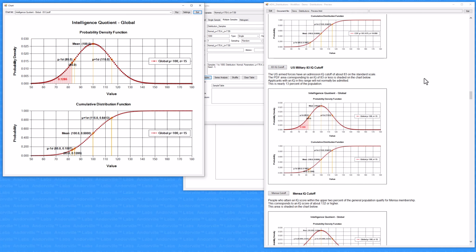The US Armed Forces have an admission IQ cutoff of about 83 on the standard scale. The PDF area corresponding to an IQ of 83 or less is shaded on the chart below. Applicants with an IQ in this range will not normally be admitted. This is nearly 13% of the population.